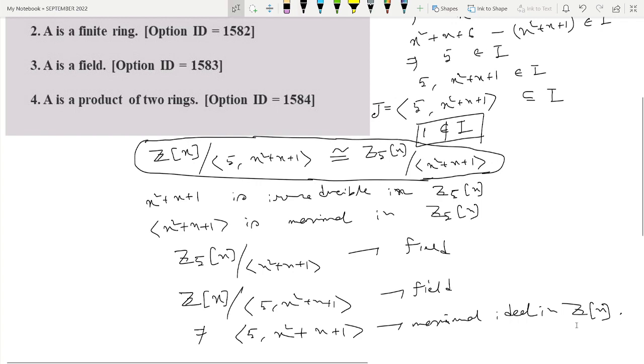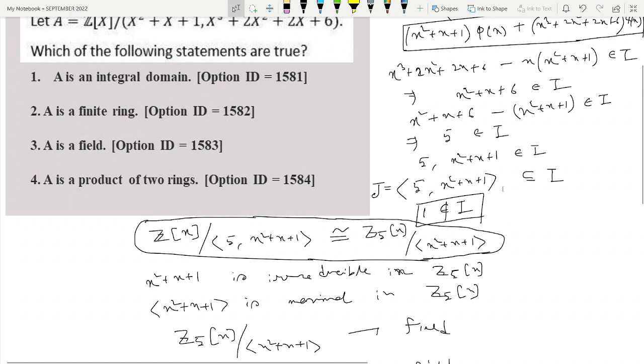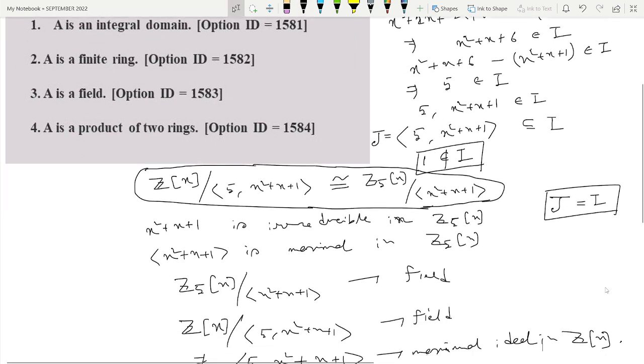Now look here, this ideal is our J, and we already have J contained in I, and I is also a proper ideal. So we must have J equal to I, because if I properly contains J, then J cannot be a maximal ideal. Since I is a proper ideal, I is not equal to Z[x], so we must have J equal to I. So now these two ideals are the same.